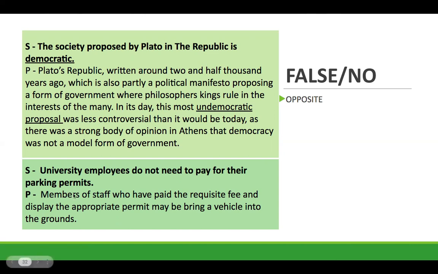Another one: university employees do not need to pay for their parking permits. Versus when you find it in the passage, you found something which says members of staff who have paid the requisite fee and display the appropriate permit may bring a vehicle into the grounds. Okay, so they may bring their vehicles into the grounds. So what is the answer?